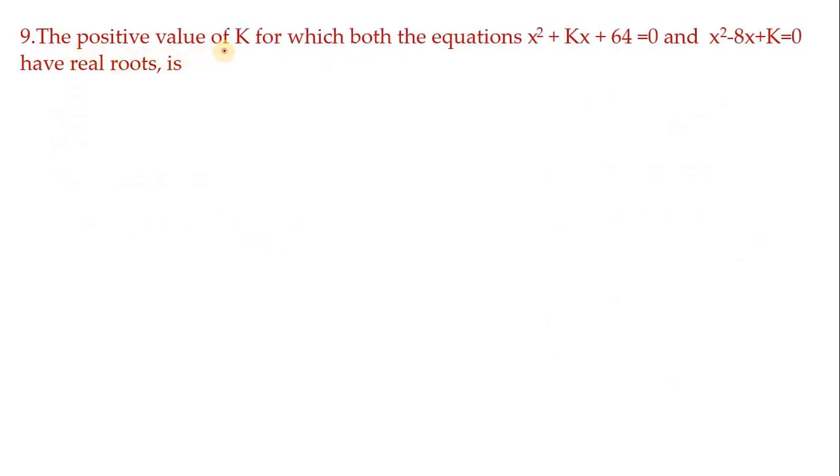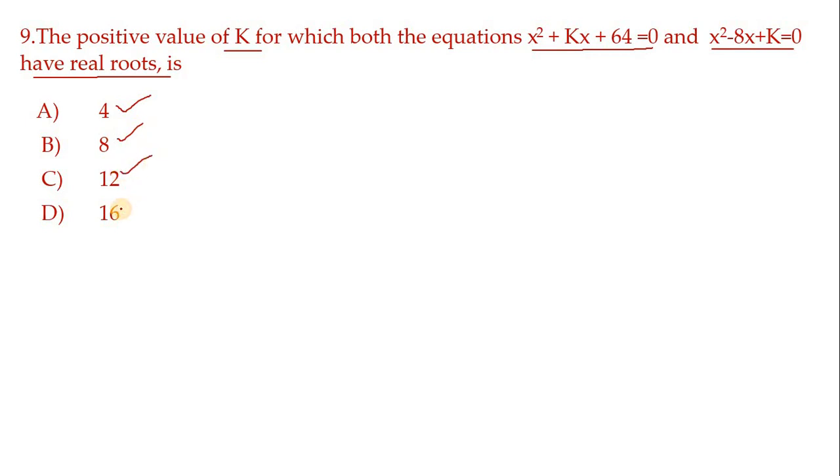The positive value of k for which both the equations x square plus kx plus 64 equals 0 and x square minus 8x plus k equals 0 have real roots is, options 4, 8, 12, 16. Children, understand the problem here. So we have to find the positive value of k. For which equations? Here we have two equations. This is equation number 1 and this is equation number 2.